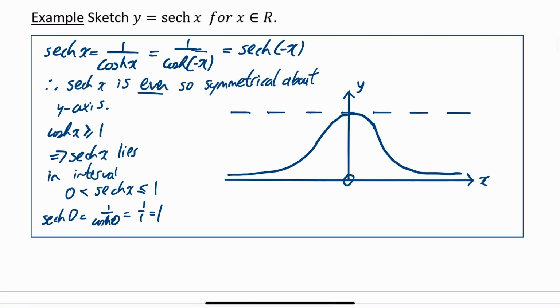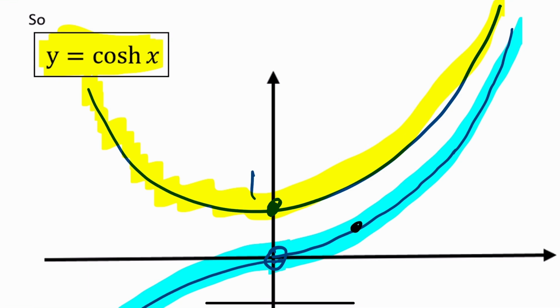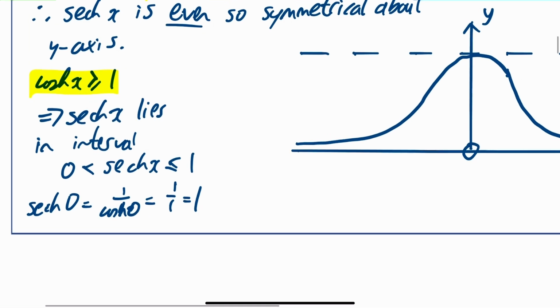Okay, this next one says sketch hyperbolic sec for x belonging to the set of reals. Now remember what hyperbolic sec is. Hyperbolic sec is the same as 1 over hyperbolic cos, and remember hyperbolic cos itself is even, so that means hyperbolic sec is even, which means it's symmetrical about the y-axis, so it's got line symmetry about the y-axis. Also, we know hyperbolic cos is always greater than or equal to 1. We know that from this graph here. There's your hyperbolic cos in yellow. It's always greater than or equal to 1.